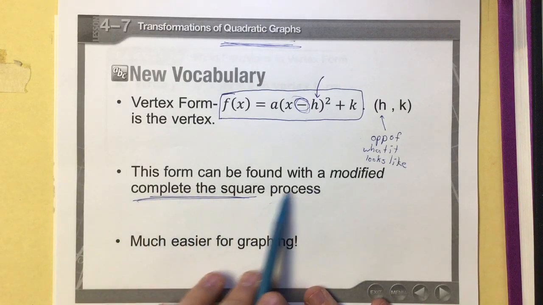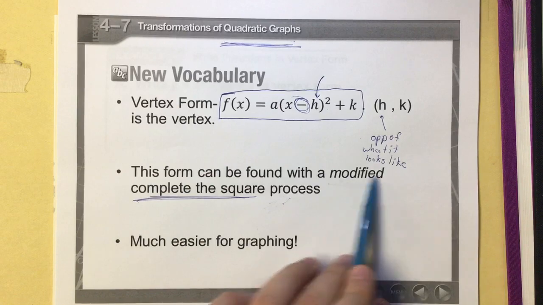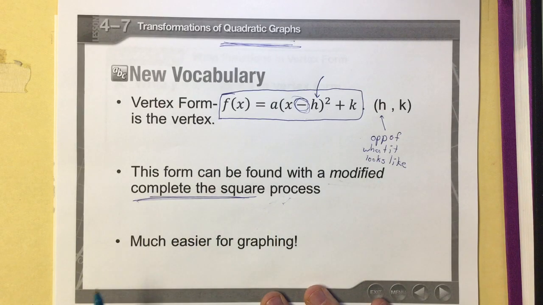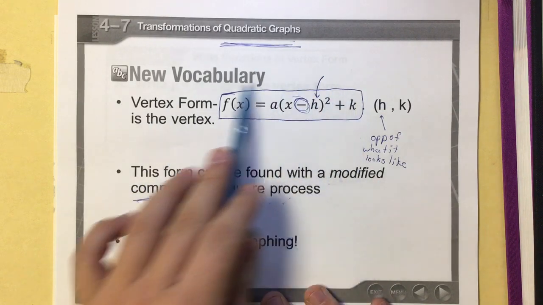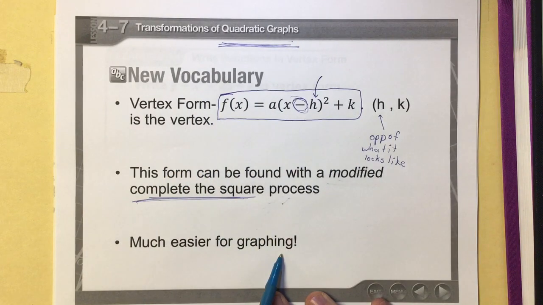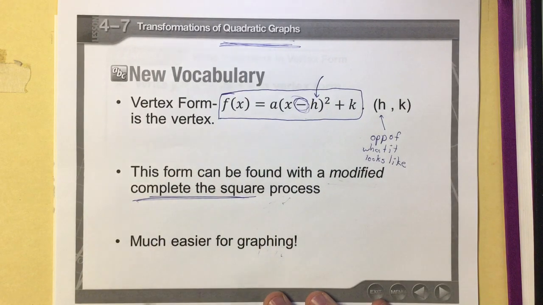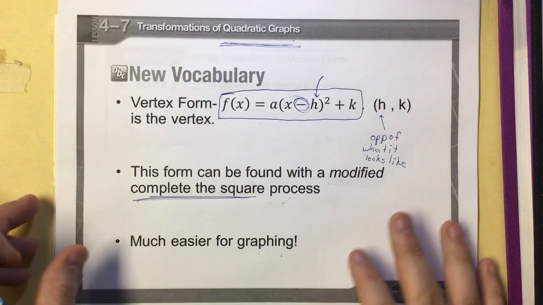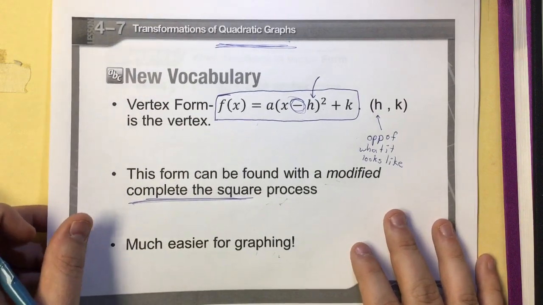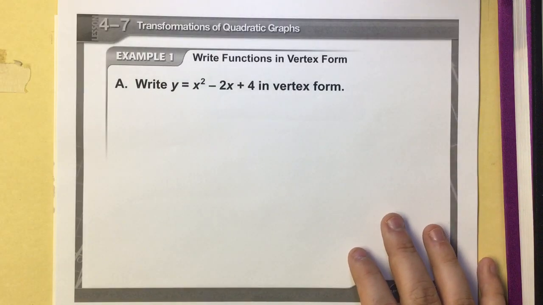Again, the way that we're going to be getting this is through a modified method of completing the square. And once we have it in this form, it's going to be very easy to graph. When I graph quadratics, I always graph them with this method right here, because it's just so quick and easy once it's in that form.